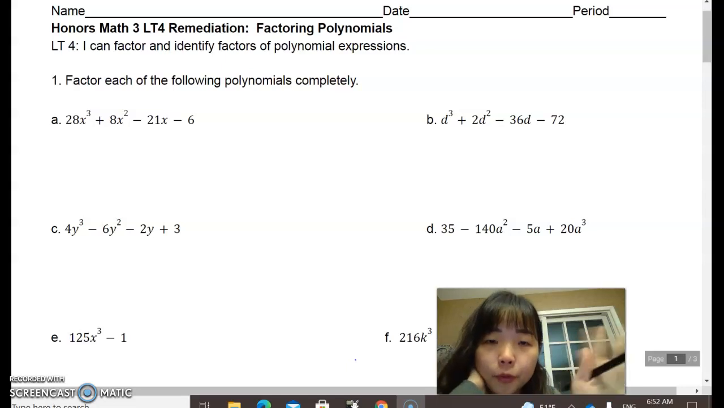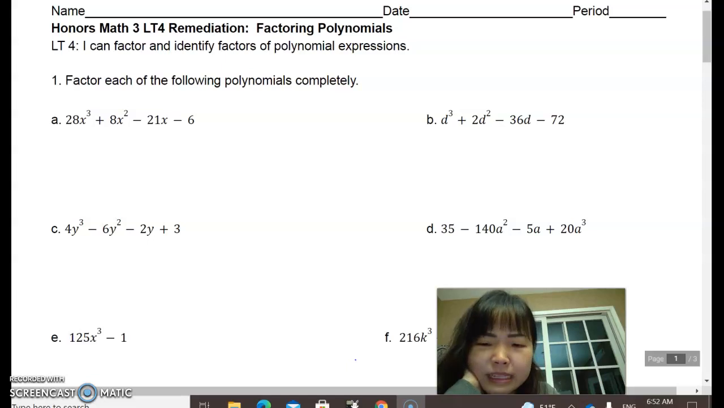Hi guys, I'm going to work on remediation LT4. It's 6:52 a.m. Let's see how much I can do early in the morning.